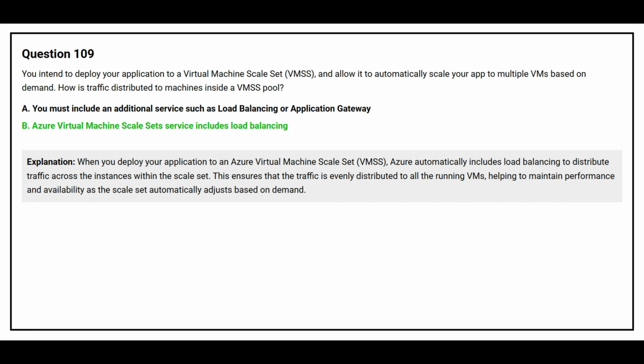When you deploy your application to an Azure Virtual Machine Scale Set (VMSS), Azure automatically includes load balancing to distribute traffic across the instances within the scale set. This ensures that the traffic is evenly distributed to all the running VMs, helping to maintain performance and availability as the scale set automatically adjusts based on demand.